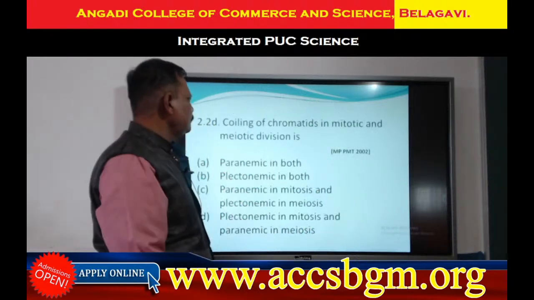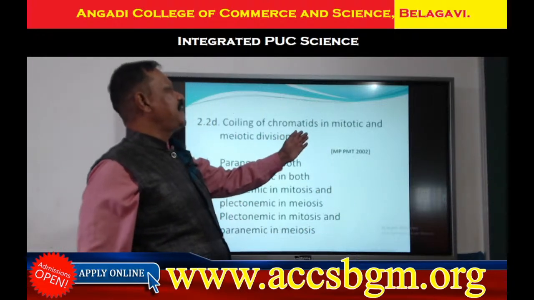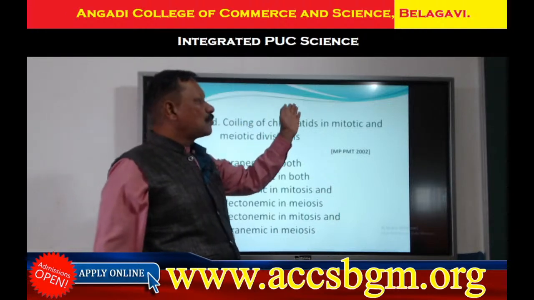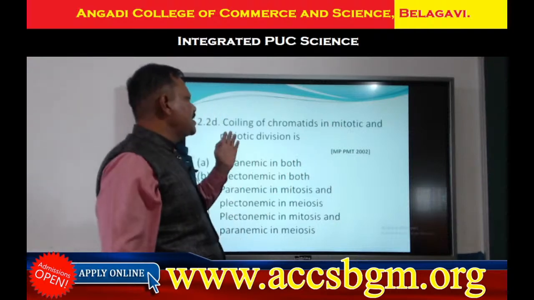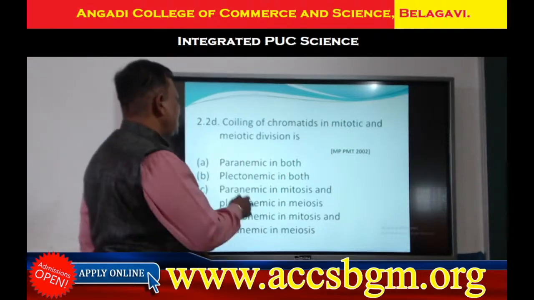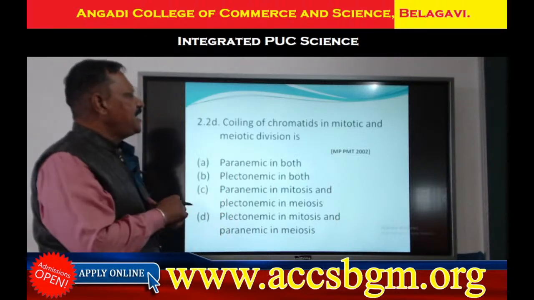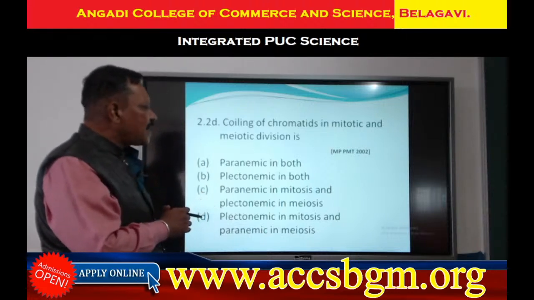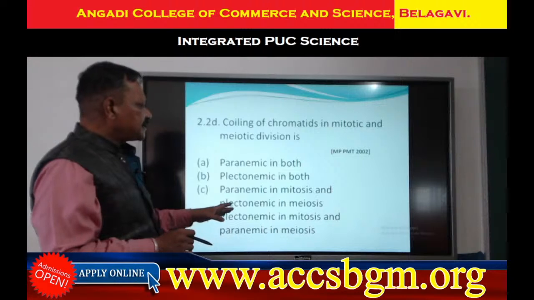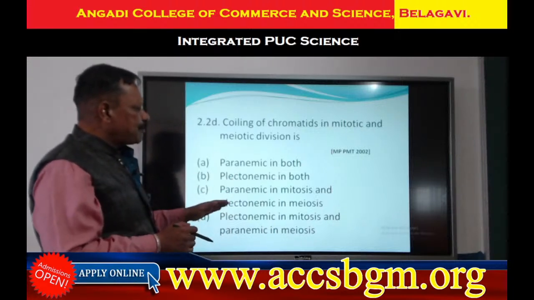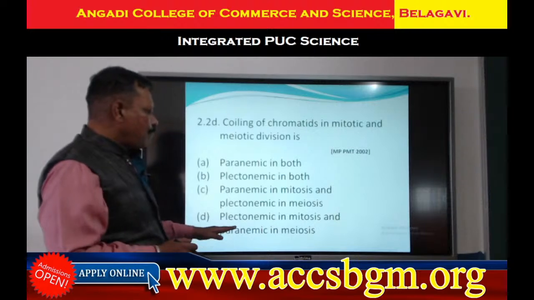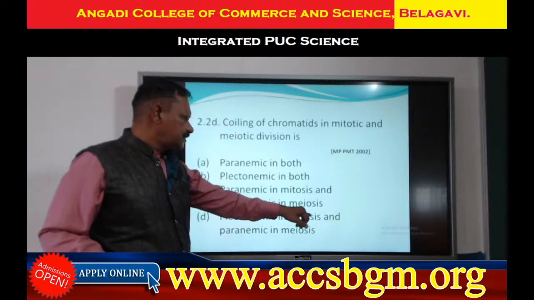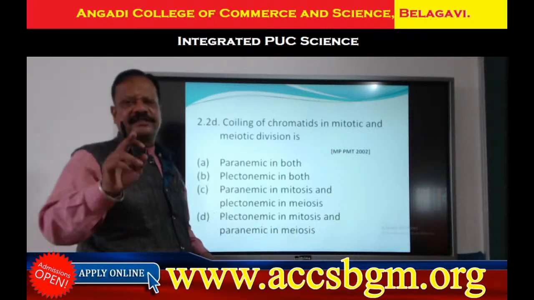Next, coiling of chromatids in mitotic and meiotic division is. So the options: paranemic in both, plectonemic in both, paranemic in mitosis and plectonemic in meiosis, plectonemic in mitosis and paranemic in meiosis. So option D, plectonemic in mitosis and paranemic in meiosis, is the right answer.